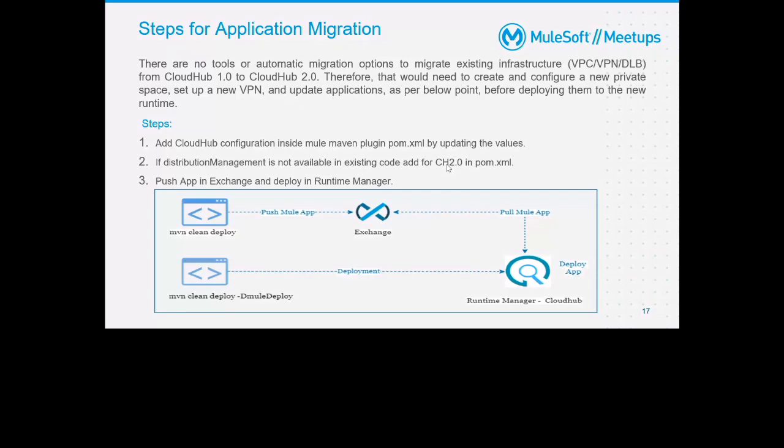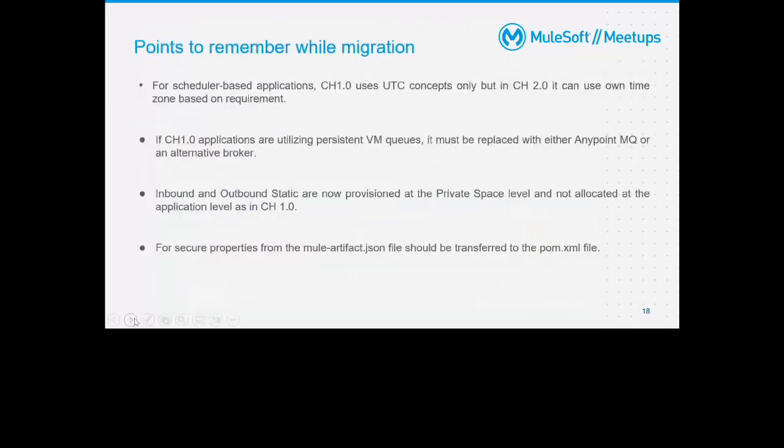So these are the three basic steps which we need to perform for every API migration from CH 1 to CH 2.0. And I have noted some points also. For scheduler-based applications, as I said, you can define your own time zone as per your requirement, and if you don't want to define it, then by default it will take the UTC time zone. So that's okay. And if you are using VM persistent queues, then you need to update your queues either for any point time queue or for any other alternative broker. So you just need to keep a note for all your APIs, like what all the things you are using right now.